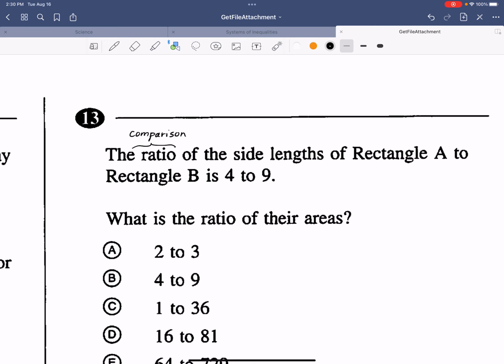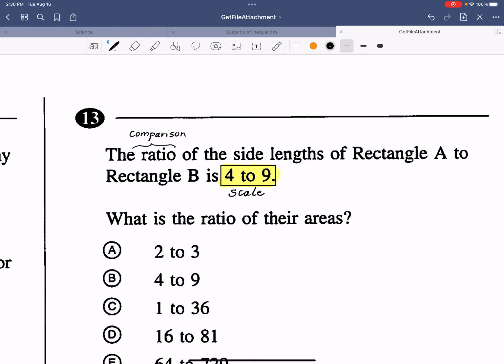The thing you have to realize here is that this is not a dimension. It's not 4 inches or 9 inches or 4 feet or 9 feet. This is a comparison. It's a scale factor. So 4 to 9 is not an actual measurement. It's a scale factor.